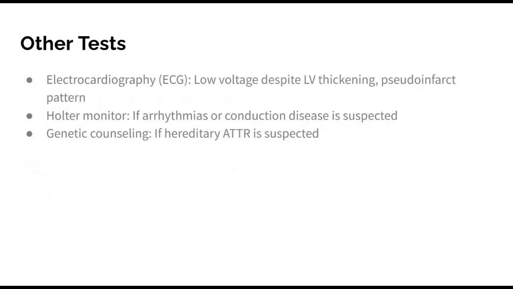Step 6. Additional tests. Other investigations include electrocardiography, ECG, which classically shows low voltage despite LV thickening and a pseudo-infarct pattern. Holter monitoring for arrhythmias or conduction disease. Genetic counseling, which is essential in hereditary ATTR cases.